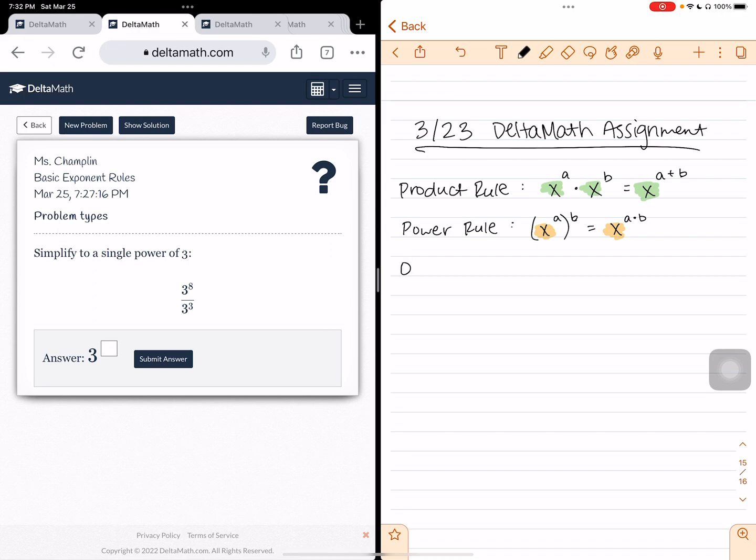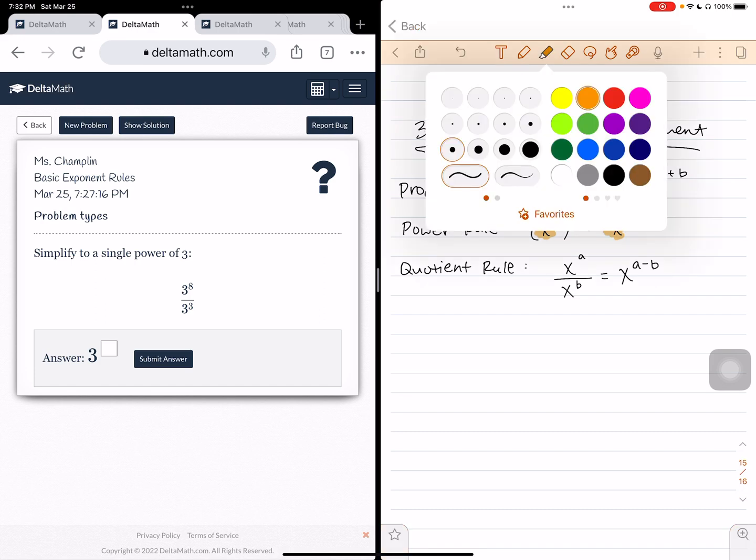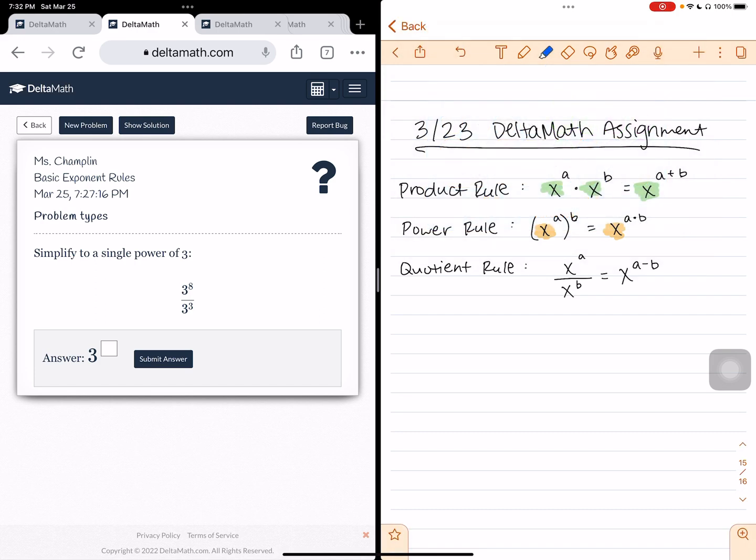Then we also have the quotient rule, which is similar to the product rule, except a quotient means we're dividing something. So this would be like if we have x to some power a divided by x to some power b. Remember, a and b are just numbers. X can be any variable or number, right? This works as long as the x is the same. Really, this is the same as x to the a minus b power. You subtract them, okay? So instead of adding like with the product rule, you would be subtracting these. And again, the base has to be the same. You have to have the exact same base to be able to use this rule.